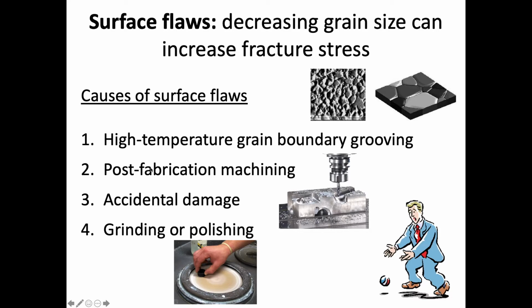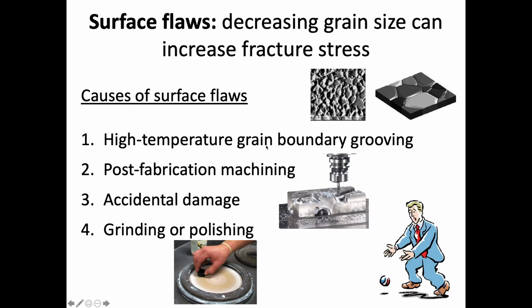So that's one way. I've also listed some of the causes for these surface flaws. One of them is high temperature grain boundary grooving. If we imagine a polished surface and we heat it up, because of the grain boundary energy, there tends to be a little groove that develops between the grains along the grain boundary. That groove is a surface flaw, right? And that could start the process of forming a crack.